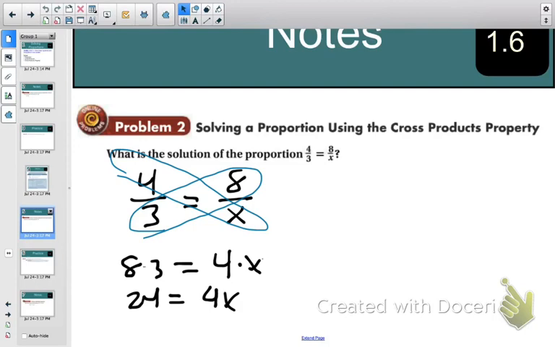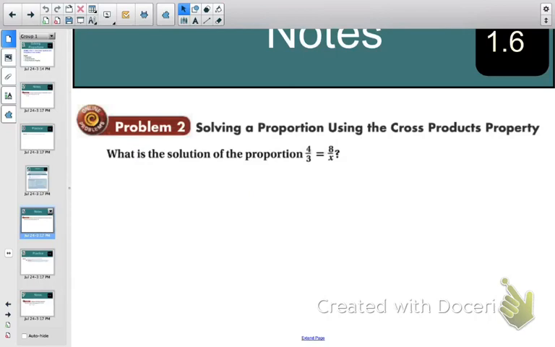And then we just solve for x. We can do that by dividing by 4 to both sides. 24 divided by 4 gives us 6. So we get 6 equals x. Or x equals 6. Also, you could have just done that by noticing 4 to 8, you have to times by 2. So 3 times 2 is 6. There's lots of different ways you can go about doing this. I will not give you a hard time if you don't do it my way.